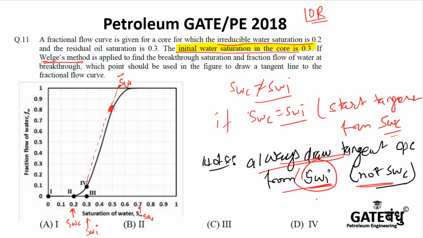not SWC. I read 2-3 books and I found that this is the crux of this equation. The crux of this question is to draw that tangent from the point on this fractional flow curve corresponding to SWI, not SWC. So you will see that the corresponding answer is 0.4, that is D.